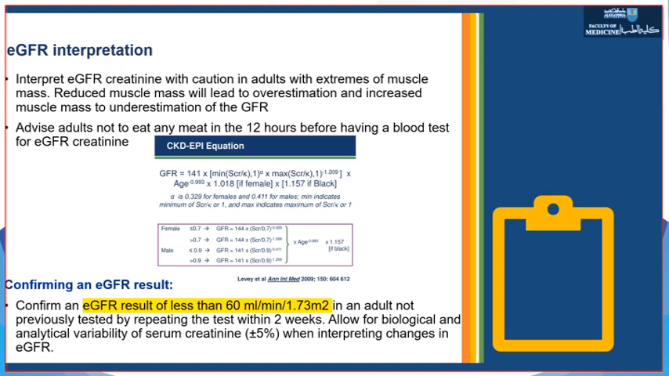This is one of the commonly used equations, the CKD-EPI equation, which takes into consideration the gender, the race, the age, and serum creatinine of the patient. You have to confirm an eGFR of less than 60 ml per minute in an adult not previously tested by repeating the test within 2 weeks.